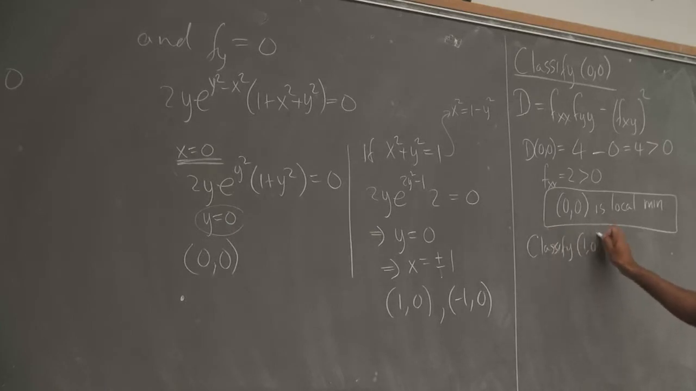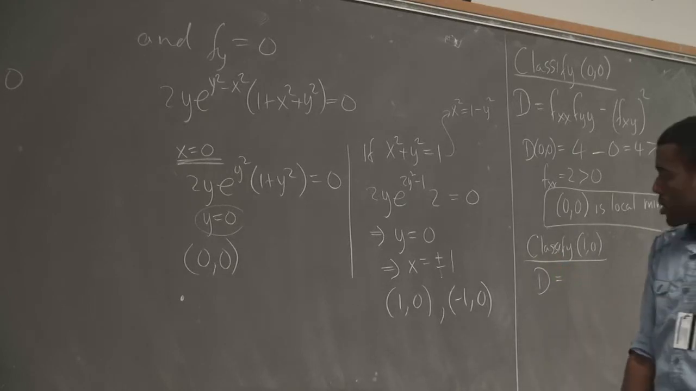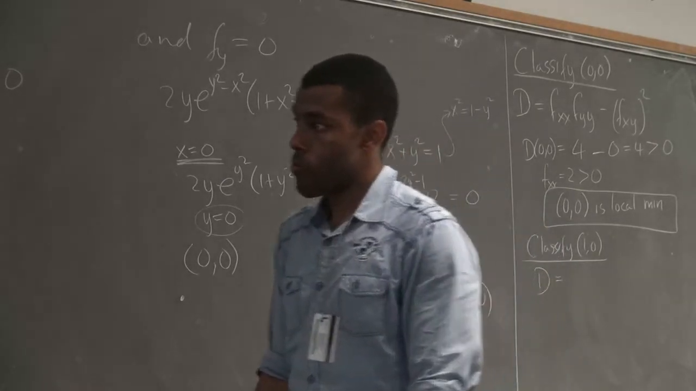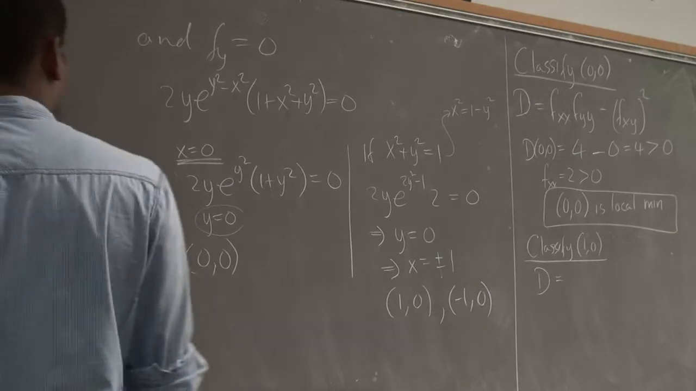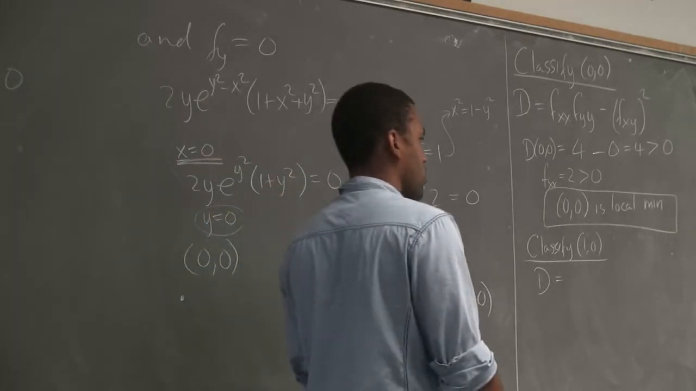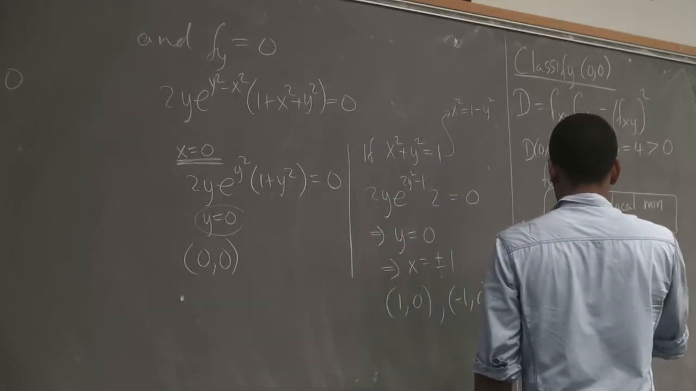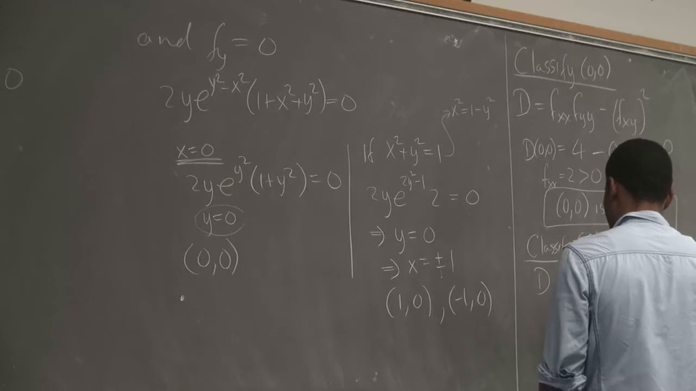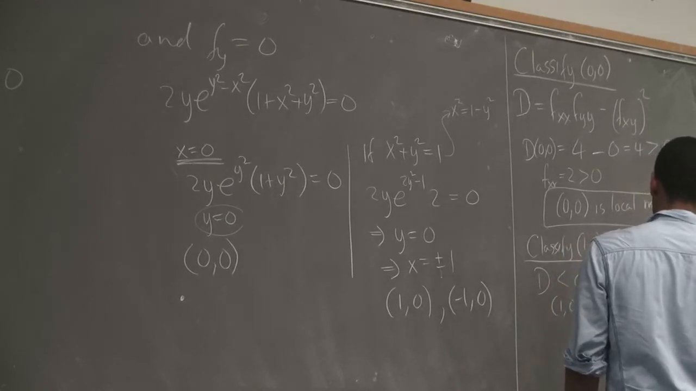Classify (1, 0). In this case, what's D for (1, 0)? It came to −4e^(−1) times −4e^(−1) minus 0, so it's less than 0. Just say less than 0 instead of both sides. So (1, 0) is a saddle point. Details left to the reader.